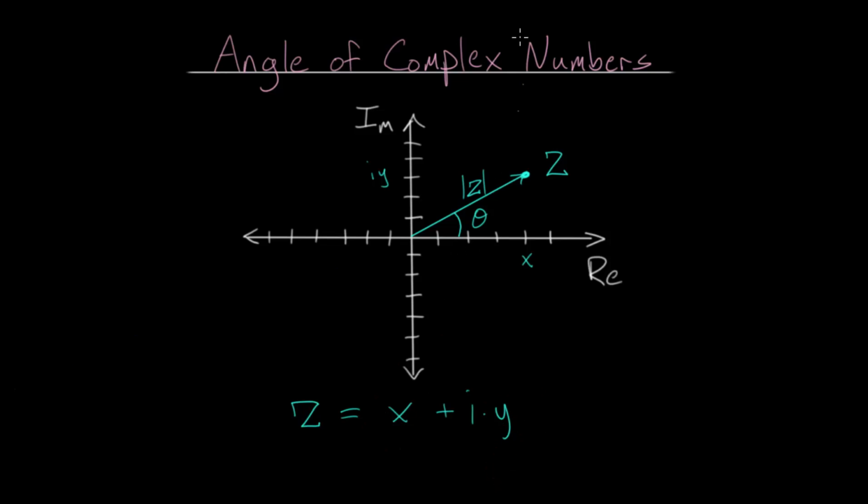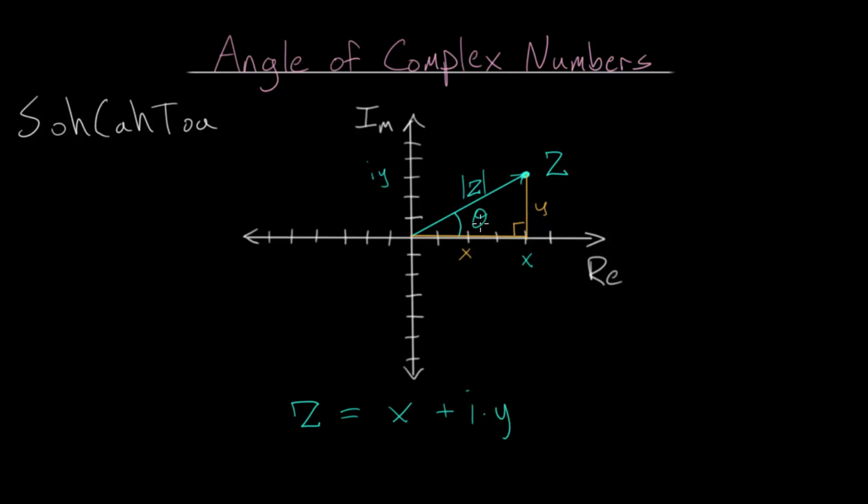Now, to figure out this angle, we can construct a right triangle. We can drop a vertical line that's perpendicular to the real axis and construct a horizontal line parallel to the real axis. And the length of this vertical component would just be the imaginary part, y, and the length of the horizontal component would be the real part, x. And we have this right triangle. These segments are perpendicular. And since we have a right triangle, we can use right triangle trigonometry. And we know that the trig definitions can be remembered using SOHCAHTOA.